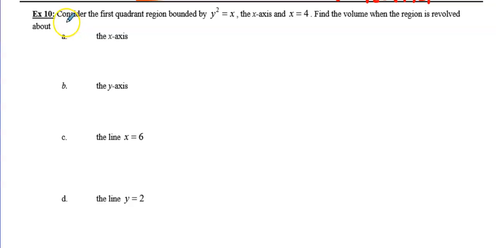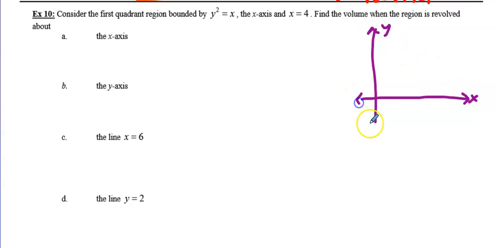So first thing we're going to do is draw the picture. It says consider the first quadrant region. So we're just in the first quadrant. That's really awesome to know. Here's our x-axis, and here's our y-axis. And we're going to be bounded by y squared equals x. Well, that's the same thing as y equals the square root of x. We just need the positive root because, again, we're in the first quadrant.